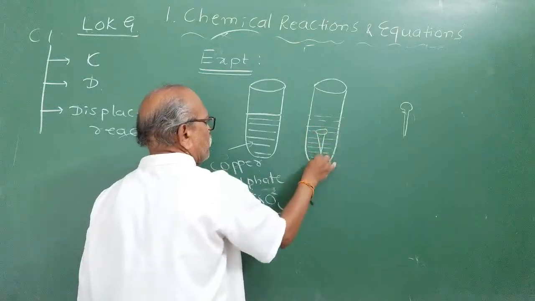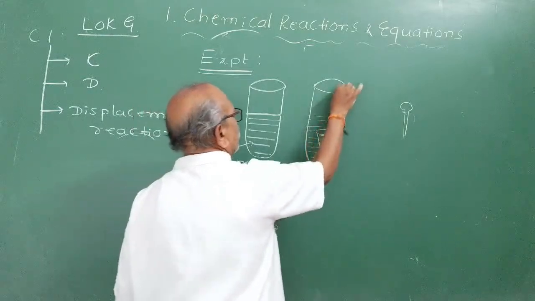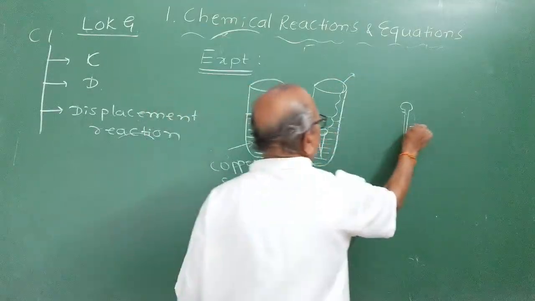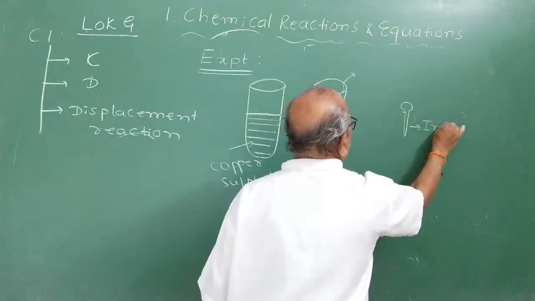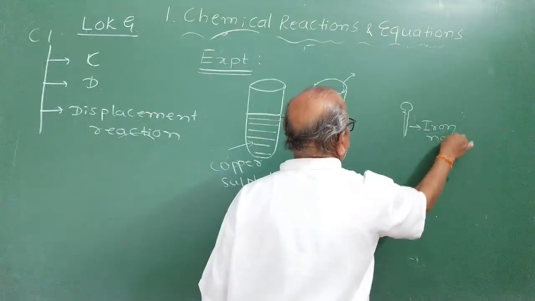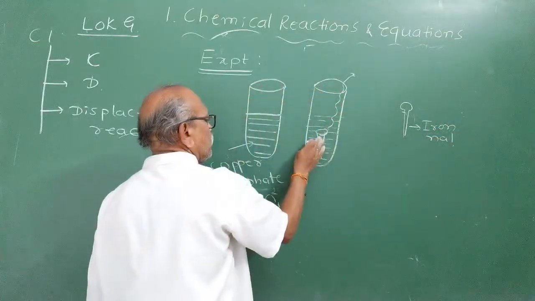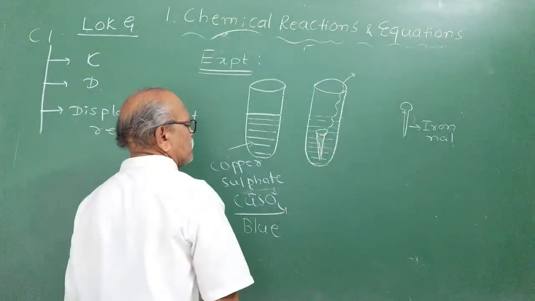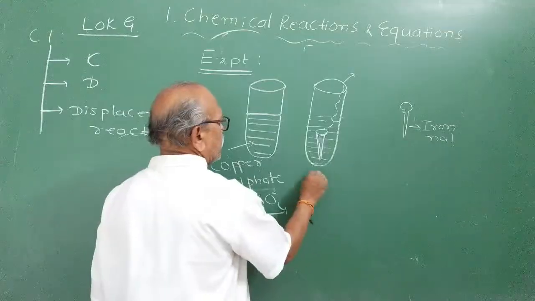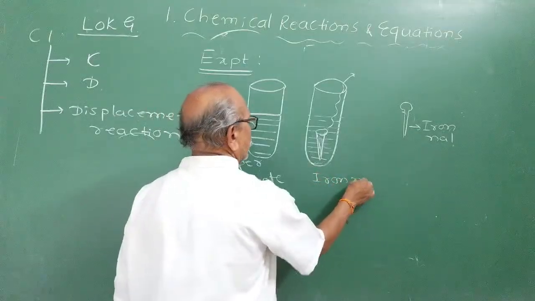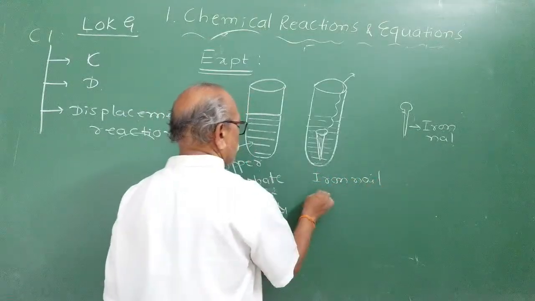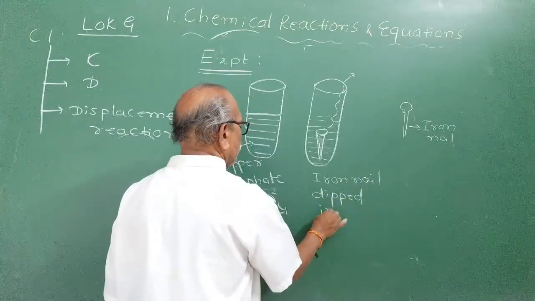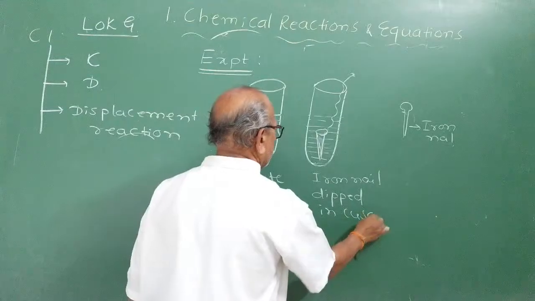Immerse it in the copper sulfate using a thread. One thread, this is the iron nail. Take an iron nail and dip it. Dip the iron nail in the copper sulfate solution. Leave it for some time. Iron nail dipped in a copper sulfate solution.